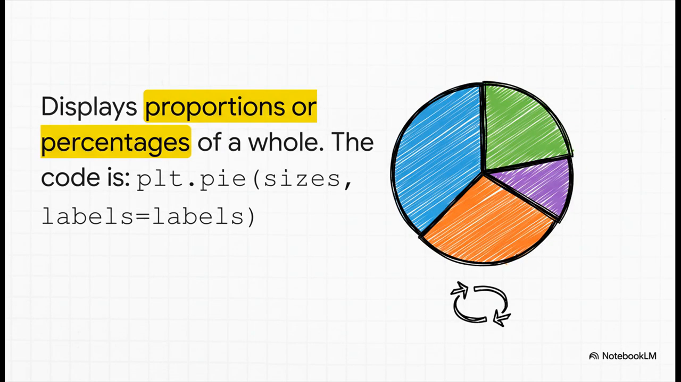And of course, the very familiar pie chart. We've all seen these. They're best when you want to show how different parts make up a whole, like the percentage breakdown of a company's budget or the market share for different competitors. Each slice is just a piece of the pie.